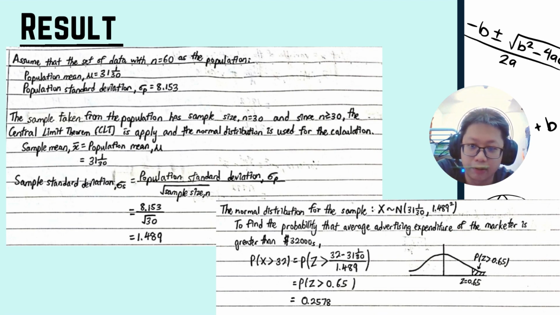The population mean will equal 31 with the fraction 1 over 30, and the population deviation will equal 8.153. The sample taken from the population has a sample size of n equal to 30, and the CLT is applied, so the sample mean will equal the population mean, which is 31 with a fraction of 1 over 30, and the sample standard deviation will equal the population standard deviation over square root 30.